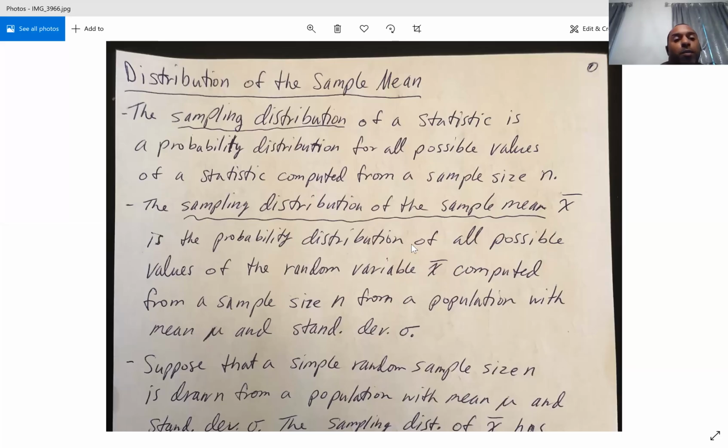All right, so this is 8.1, the distribution of the sample mean. This first section especially is a lot of setting up the foundation, explaining what's going on. It starts off with the sampling distribution of a statistic. It's the probability distribution for all possible values of a statistic computed from a sample size of n.